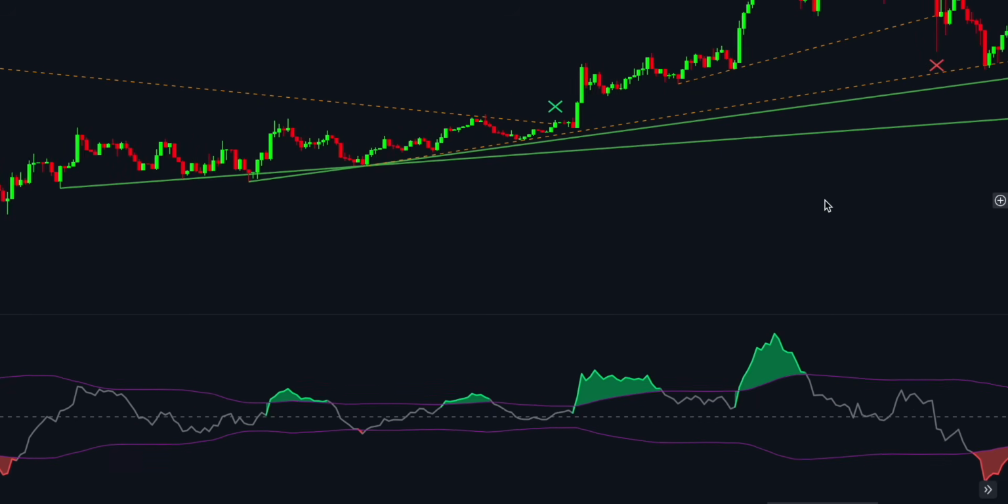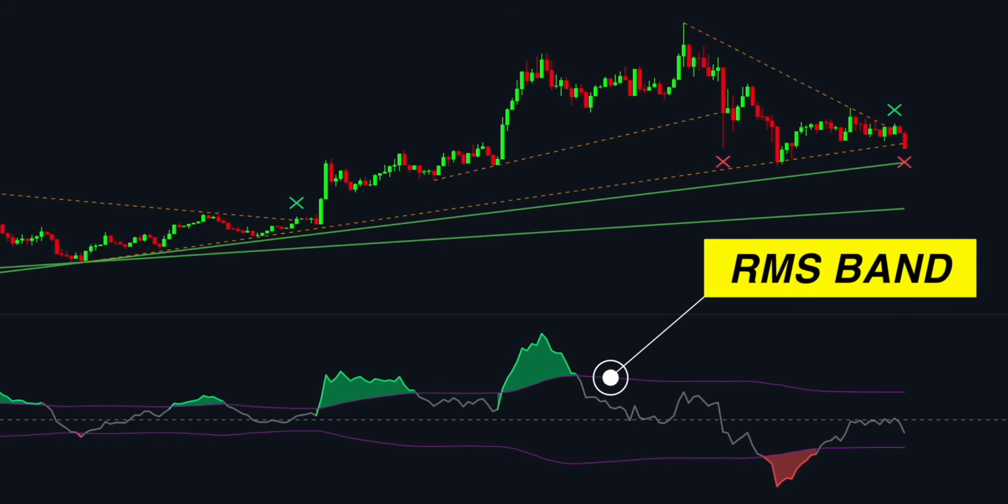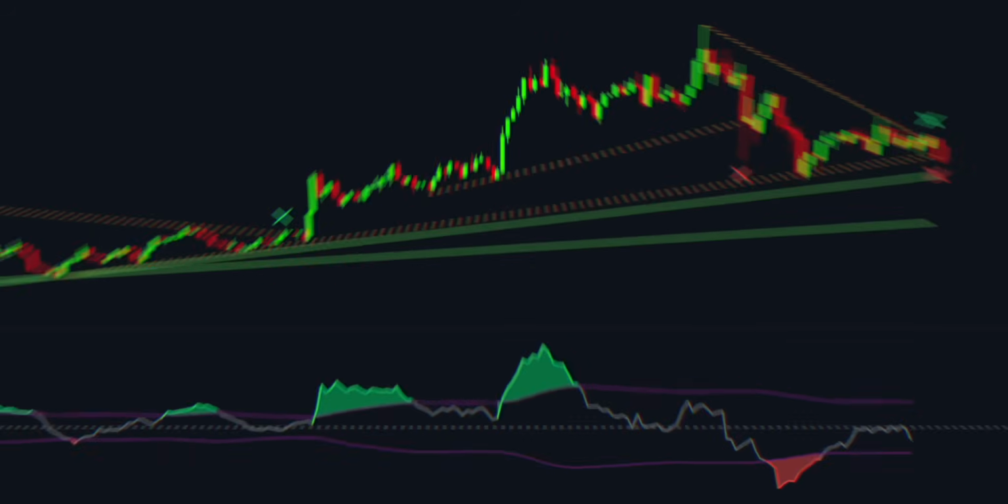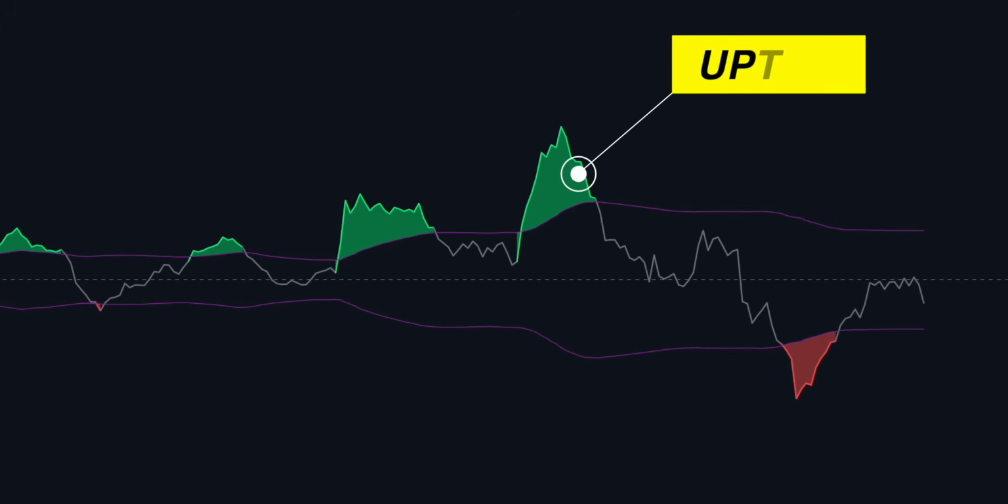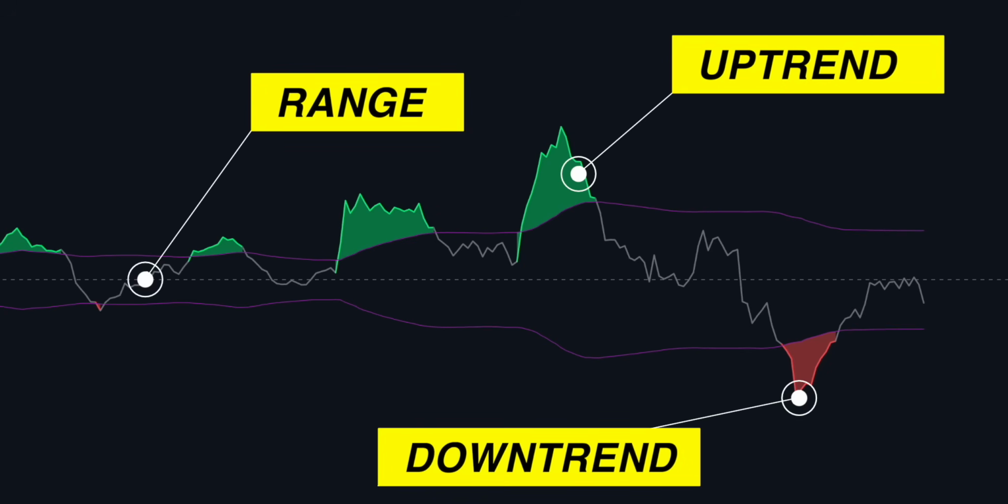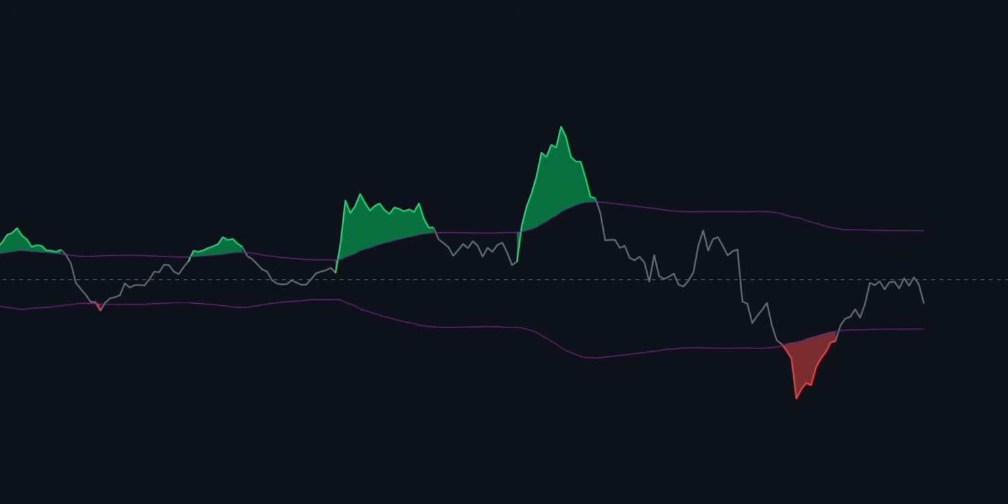The ALMA values are then compared to a root mean square band. This band represents the expected range of the ALMA values, acting as a benchmark for trend analysis. Depending on whether the ALMA is above, below, or within the RMS band, the Trendilo indicator identifies the trend as upward, downward, or sideways respectively.